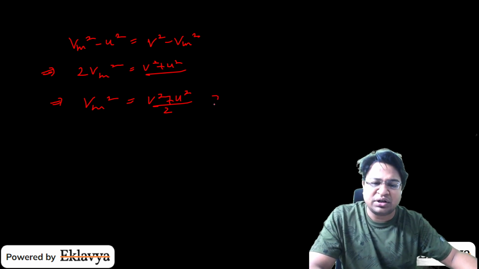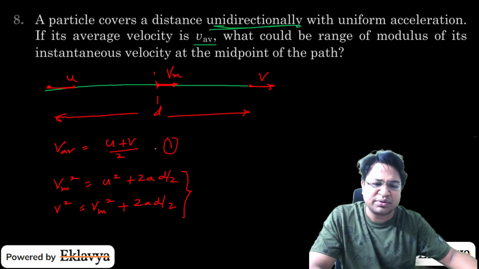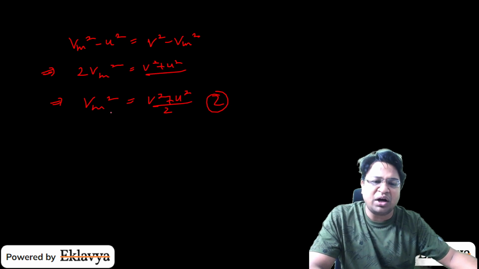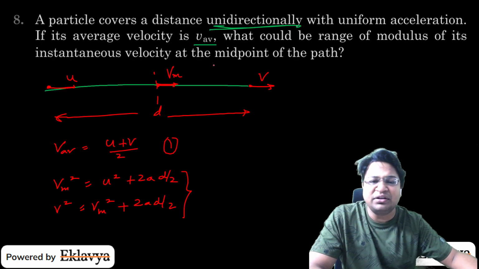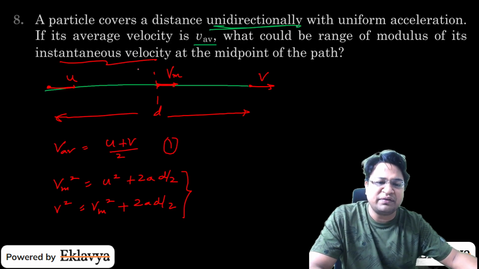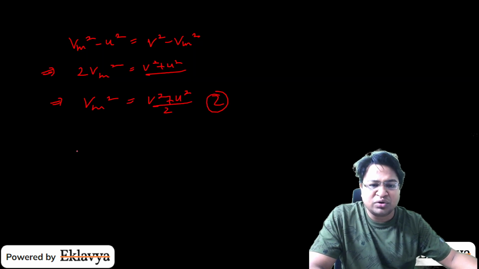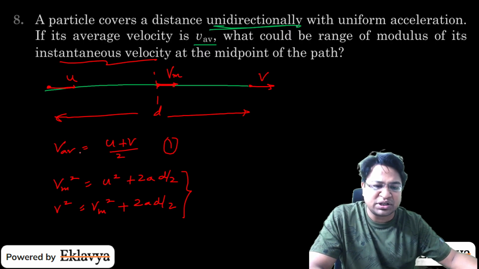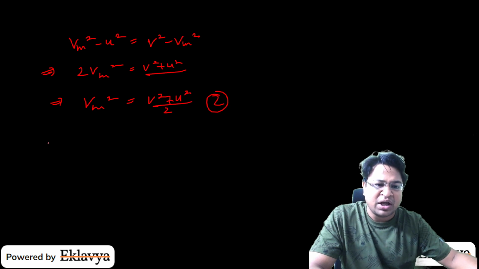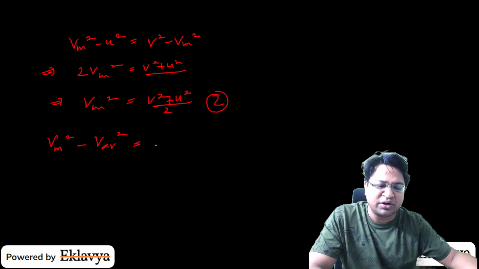Let this be equation 2, and let this be equation 1. So we now have to compare Vm with V average. We have to find the range of Vm that we can get. To do that, what immediately comes to my mind is to take the difference of Vm square and V average square. So if I do that, I will write (V square plus U square) by 2, that's Vm square, minus V average square.